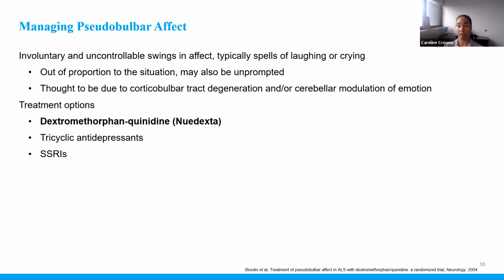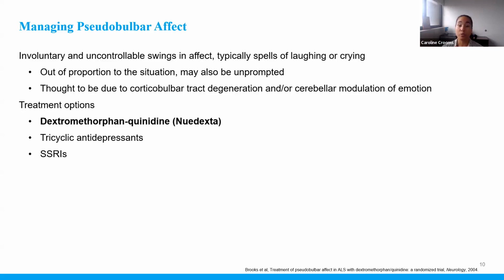So you could be just having a normal conversation and they have a fit of laughter, or you'll think about somebody who maybe has always been pretty stoic, and then now they're crying at a sort of sad commercial, or just in the middle of a conversation about something that is not to you all that sad. And it's thought to be caused by corticobulbar tract degeneration or cerebellar modulation of emotion. Again, think of cerebellum as modulating motor control, but in fact, it also modulates emotion.